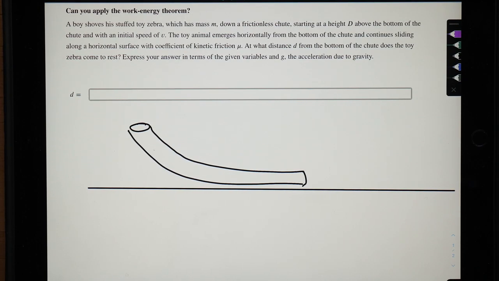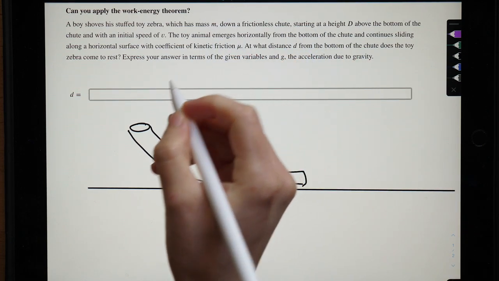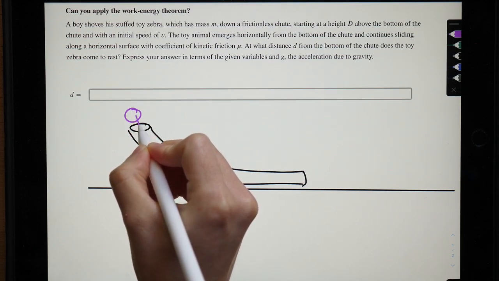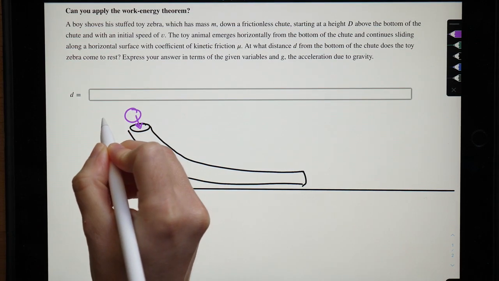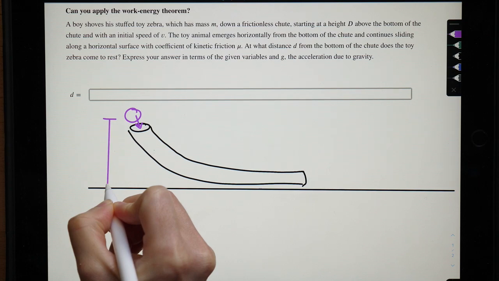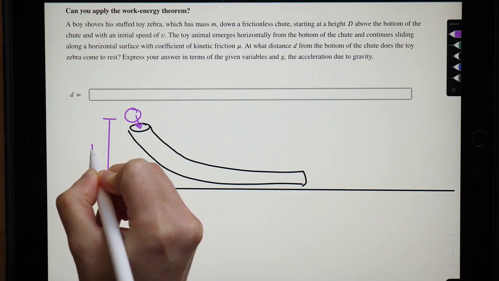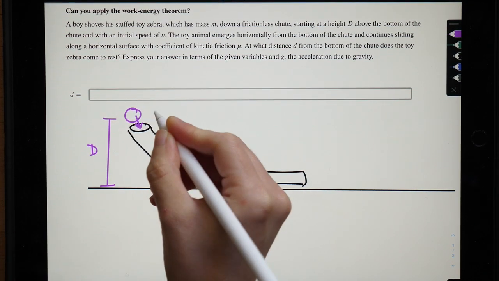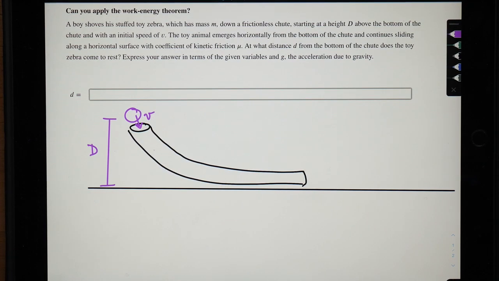Okay, we're going to take a look at this problem from Lecture 6 on applying the Work-Kinetic Energy Theorem. So this Sapling question says, a boy shoves his stuffed toy zebra, which has a mass m, down a frictionless chute starting at height d. So he takes a little zebra, he stuffs it down the chute, beginning a distance d above the ground, and this has an initial speed v.